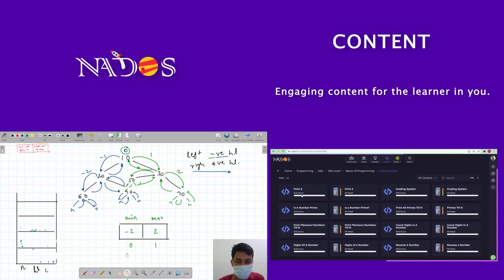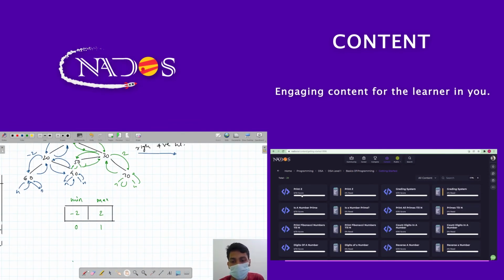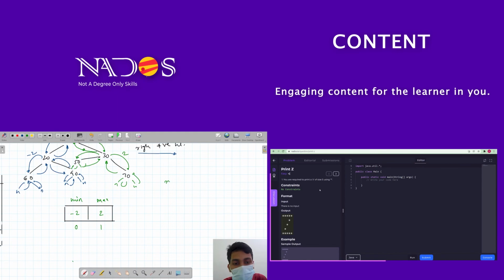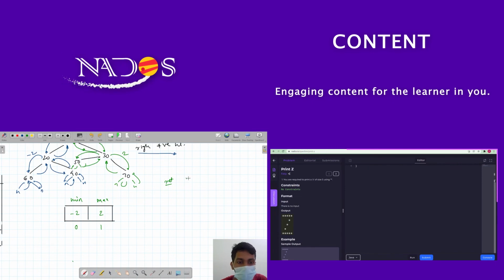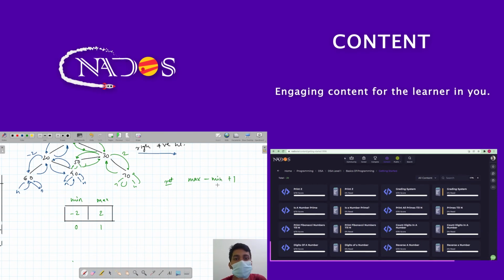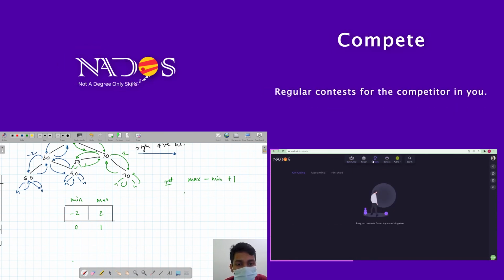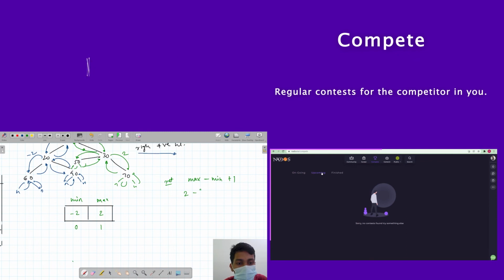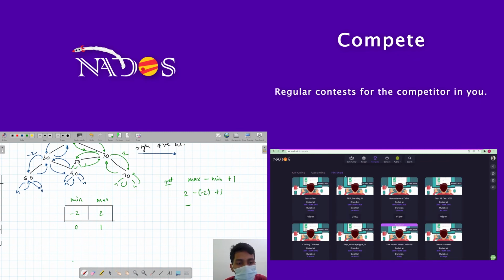Now in the end, what I have to do is just use my formula. I have to return what? I have to return my answer as maximum minus minimum plus 1. I have to return this only. So what is this going to be? This is going to be 1 minus of minus 2 plus 1. This is going to be what?